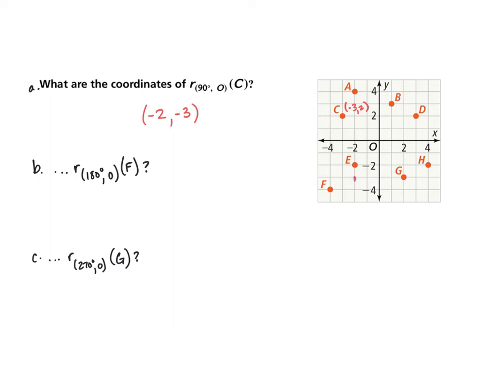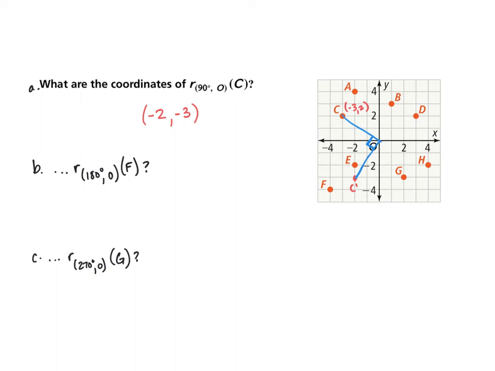-2, -3 would be this point right down here, C prime. Does that look like a 90 degree rotation? Well, if I connect C to the origin, and then I connect C prime to the origin, yeah, that looks like about a 90 degree angle, right? That looks like a 90 degree rotation. Okay, sounds good.